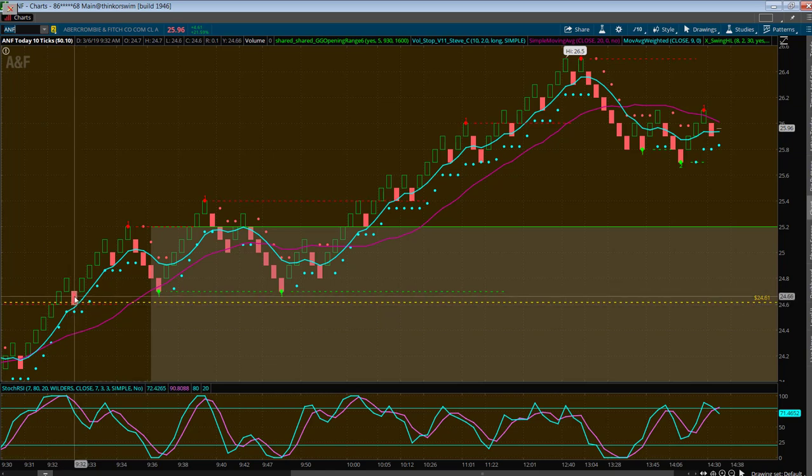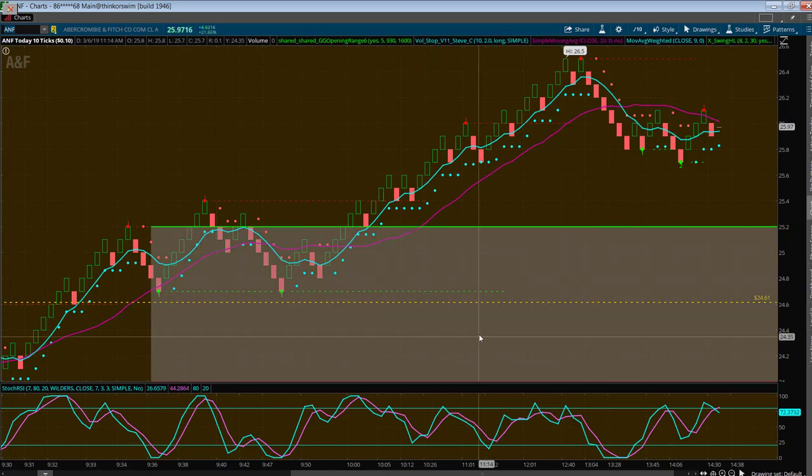I do have one red candle down, but that's okay. It didn't penetrate even the volatility stop, did it? Where did it stop? Nope.